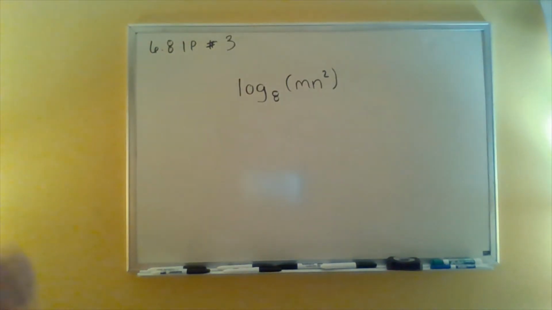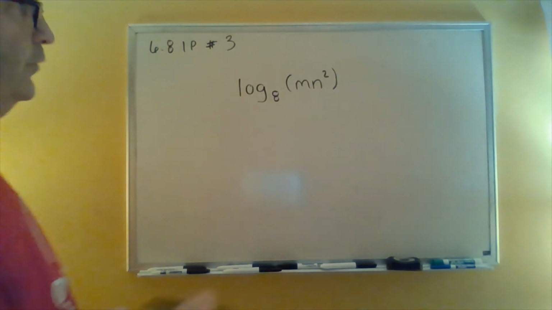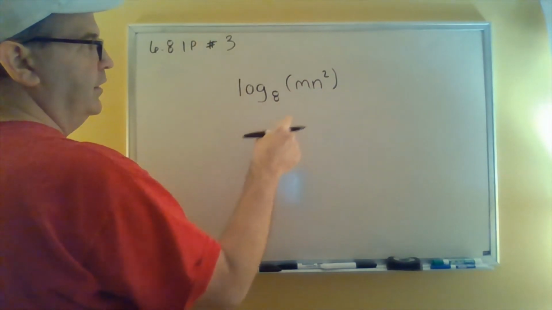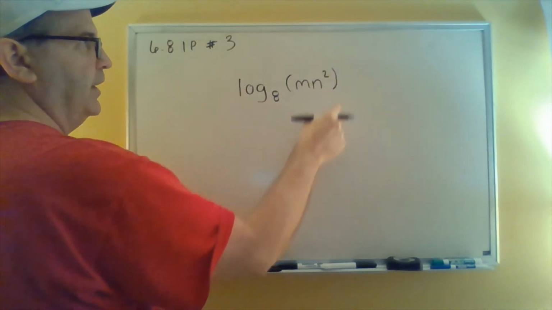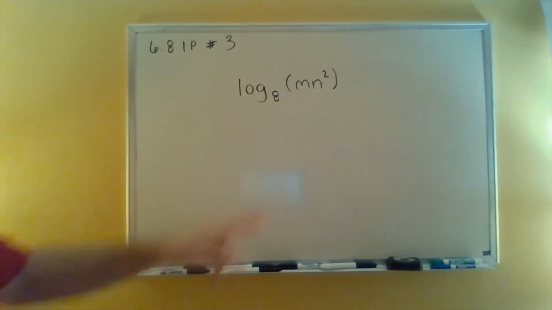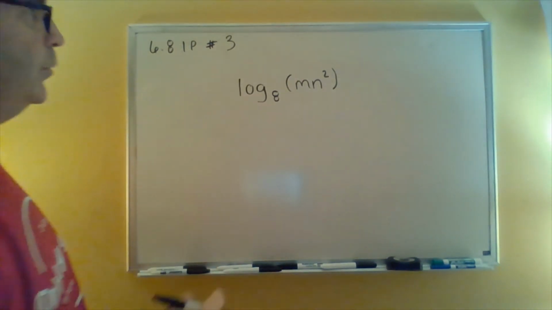Here's number 3, log base 8 of mn squared. And let's be careful. Notice that this exponent only applies to the n. If it applied to the m as well, it would be outside the parentheses, but it only applies to the n since it's inside the parentheses. So we got a couple things going on.